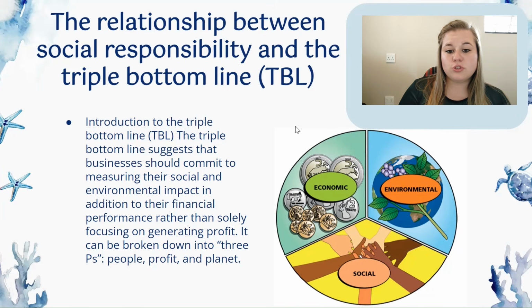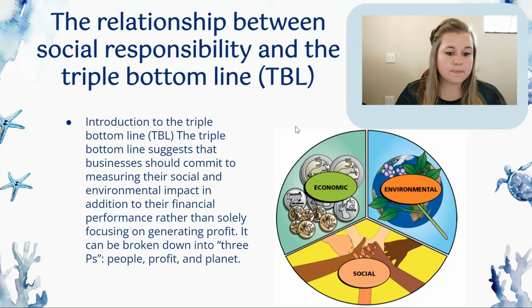The relationship between social responsibility and the triple bottom line. So I've got a diagram here on the right. So the triple bottom line, we're looking at economic, so like the money and wealth within a country, environmental, so that we're looking at our trees and our gold, as well as our coal and our oil. And then social are the people, are we looking after the people, and how are we giving back to communities? So, introduction to the triple bottom line.